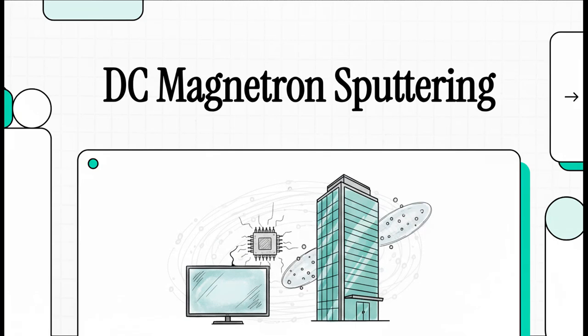Hey, just take a look around you for a second. The screen you're watching this on right now, the tiny chips inside your computer, maybe even the reflective coating on a skyscraper you can see out your window. They all have one thing in common. They're built with these unbelievably thin, perfectly applied layers of material. We're talking about coatings that are measured in atoms. And they're all made possible by this kind of hidden technology that, and I'm not exaggerating here, literally builds our modern world. So today, we're going to pull back the curtain on something called DC Magnetron Sputtering.